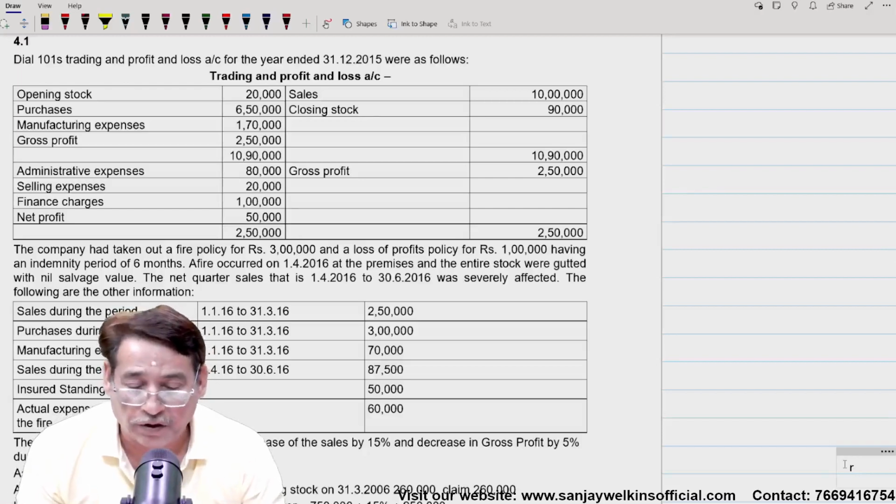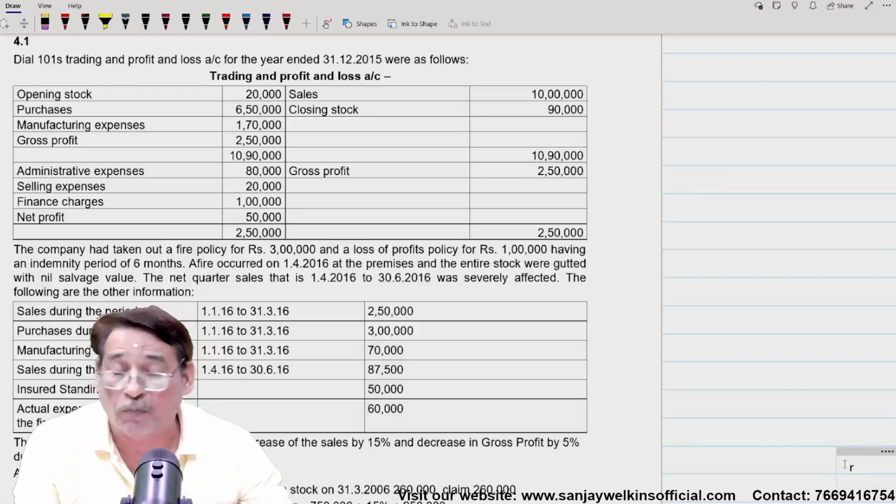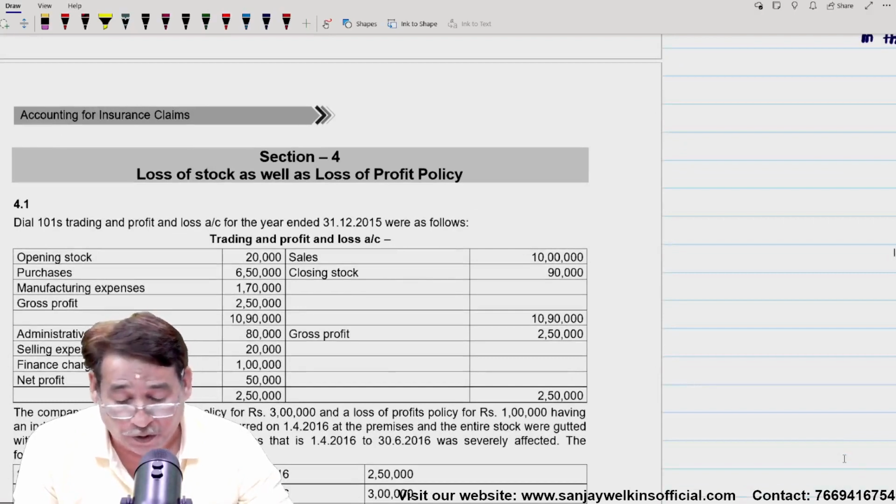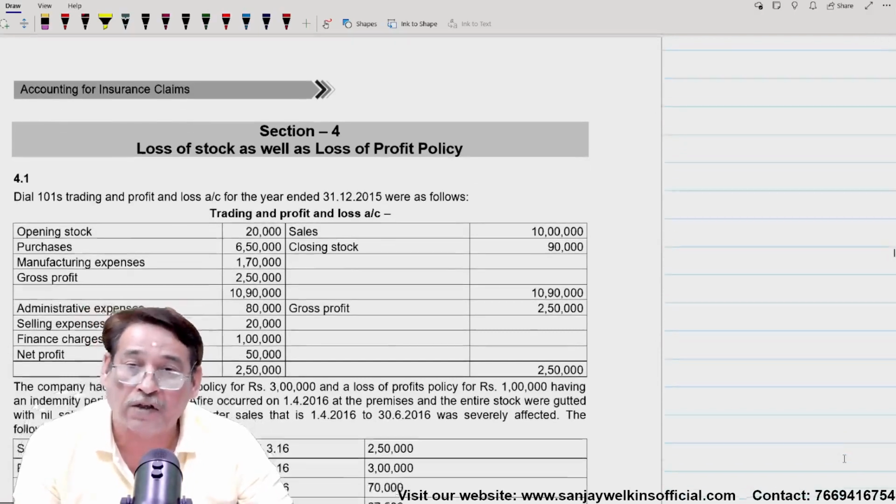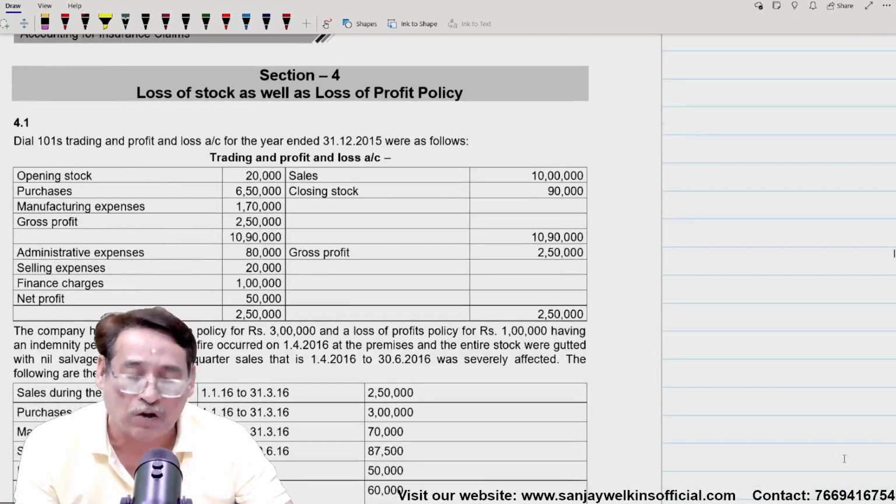Hello and welcome again to this particular session, and now we are moving over to section 4. This section relates to loss of stock as well as loss of profit policy.